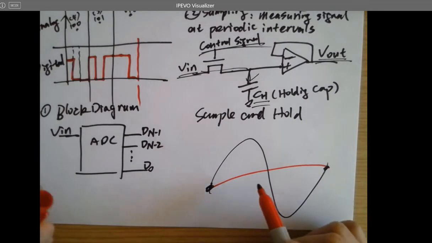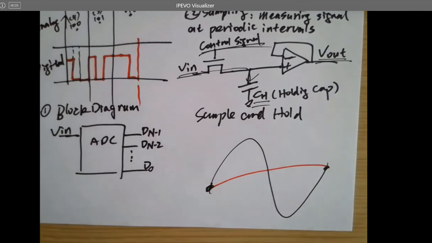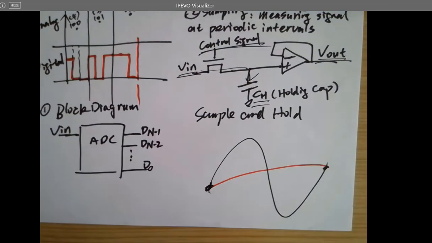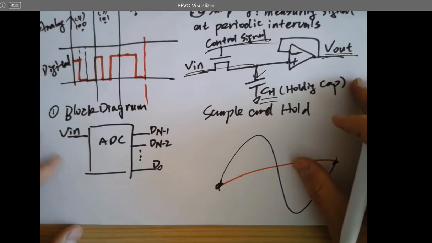So what's the problem here? The sample rate is too low, and you cannot recover the full signal. So how can I solve this issue? Increase the sampling frequency by a better ADC. Okay.